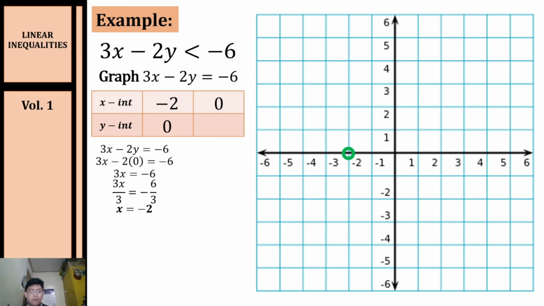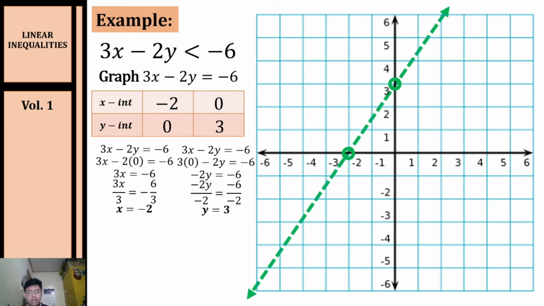Okay, let's solve for our y-intercept by changing our x variable to 0. Simplify, we have negative 2y is equal to negative 6. Then, we divide both sides by negative 2. So y is equal to 3. Our y-intercept is located at (0, 3). Now let's connect the points using a dotted line or a dashed line. So that is the graph of our equation.